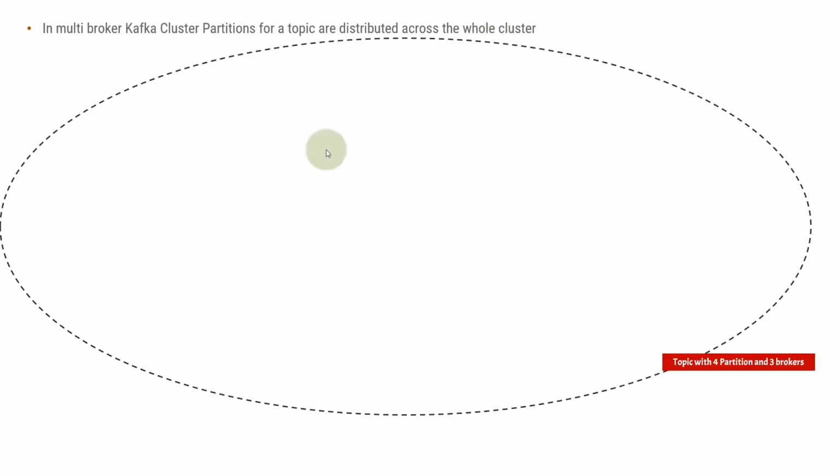Now in case of a multi-broker Kafka cluster, partitions for a topic are distributed across the whole cluster. In our production environment, we always use a Kafka cluster where there is more than one broker. In that case, the partitions will be distributed across the whole ecosystem, and they can be present in different nodes. So let's take an example here.